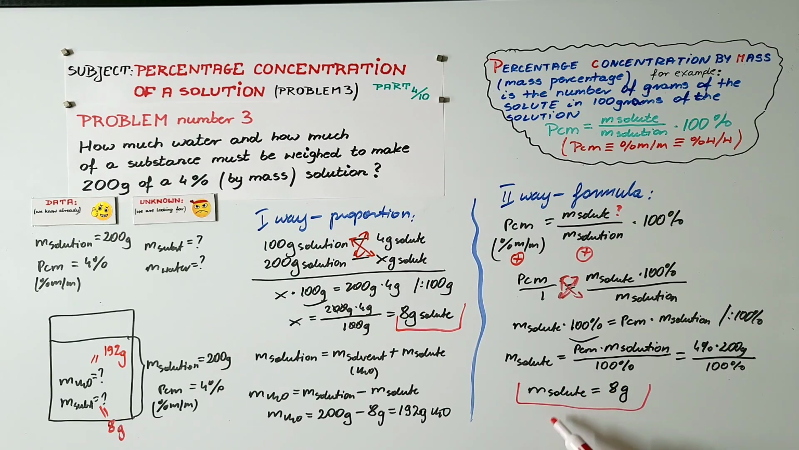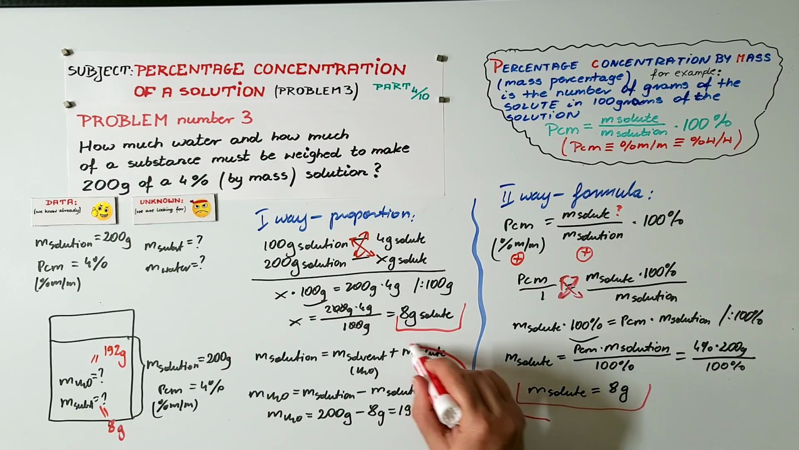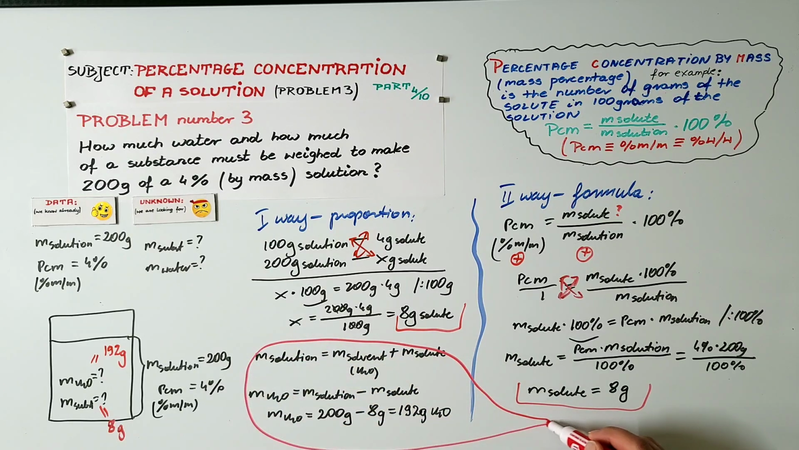Now we need to calculate mass of water. And mass of water we calculate the same way like before. And of course we get same mass, 192 grams. Guys, we solved this problem in two ways, based on proportion and based on formula. You decide which way is easier for you. That's all as far as this problem is concerned.